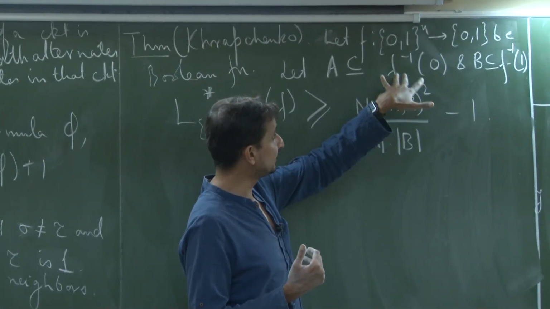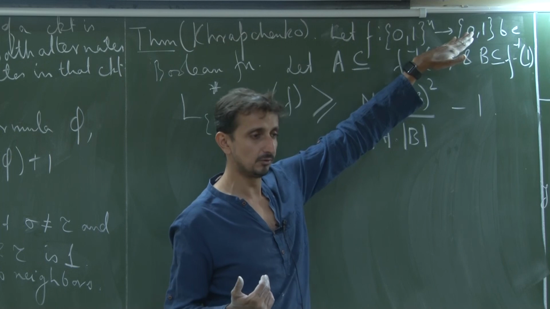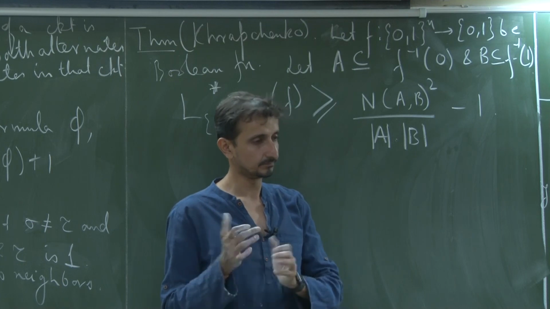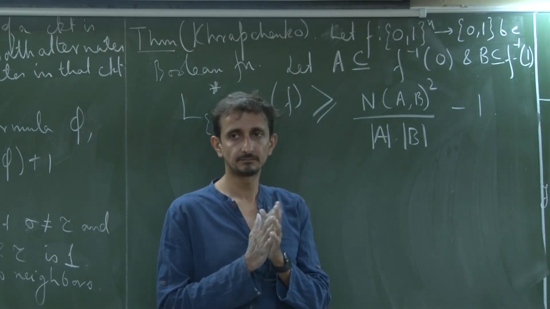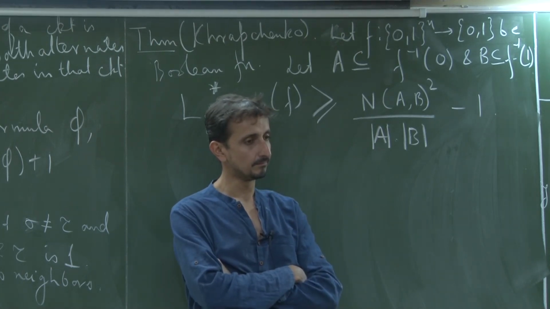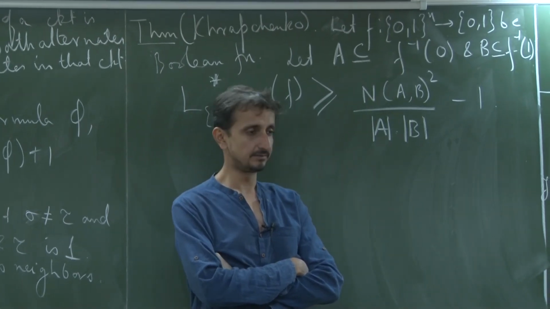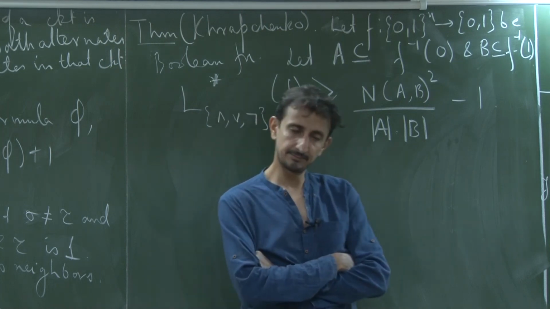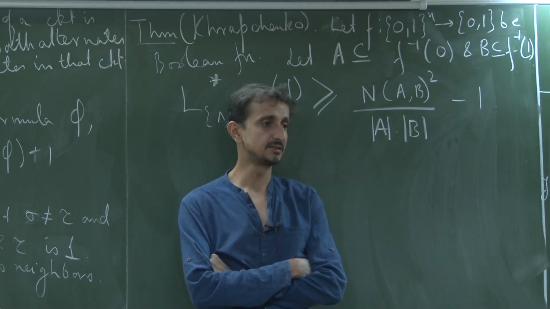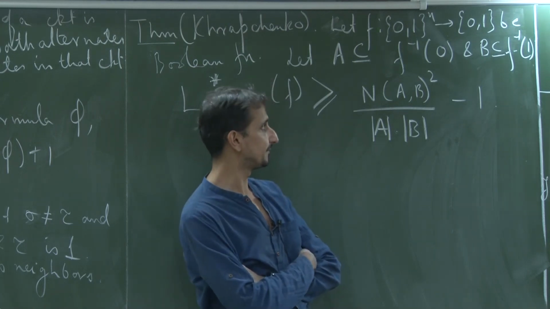So f maps strings to 0 and 1, right. So, f inverse 0 is all those strings which get mapped to 0. f inverse 1 is all strings which get mapped to 1. It is not equal, it is a subset. It can be any subset. Yes, for all subsets this is true. So that is why it is a much stronger result. It is not just for f inverse 0, f inverse 1, but any subset.